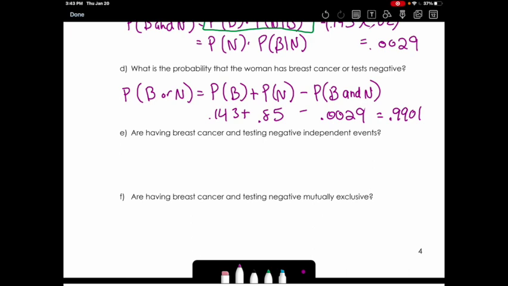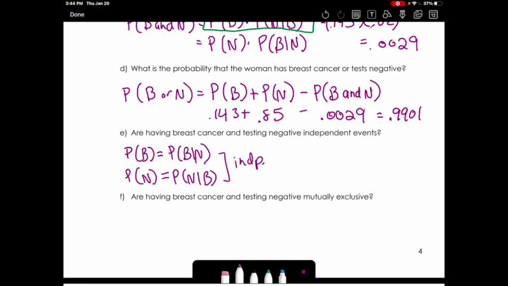Okay, part E says, are having breast cancer and testing negative independent events? In order for two events to be independent, we have to have the probability of B being the probability of B given that N has happened, or we can write it the other way. The probability of N has to be equivalent to the probability of N given that B has happened. These have to be true. Now, if this is true, then it's independent.